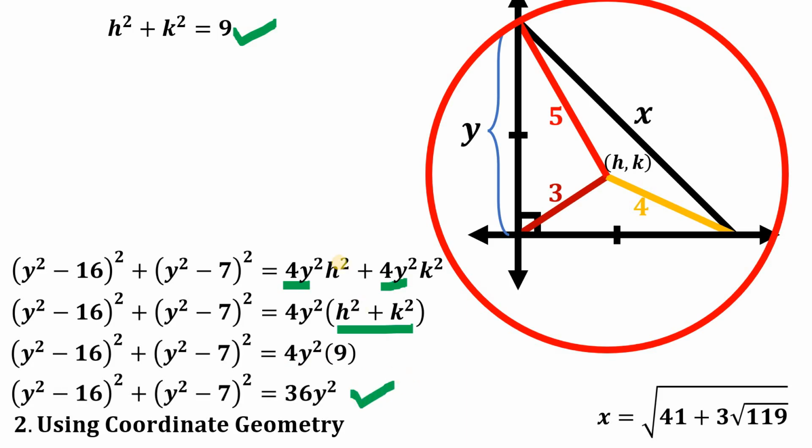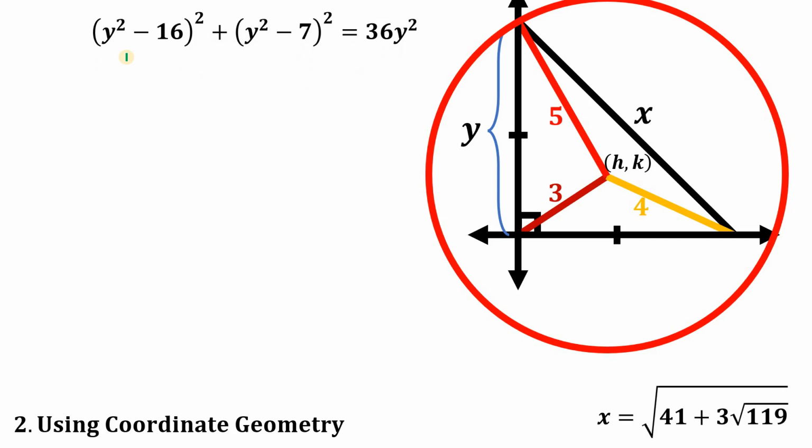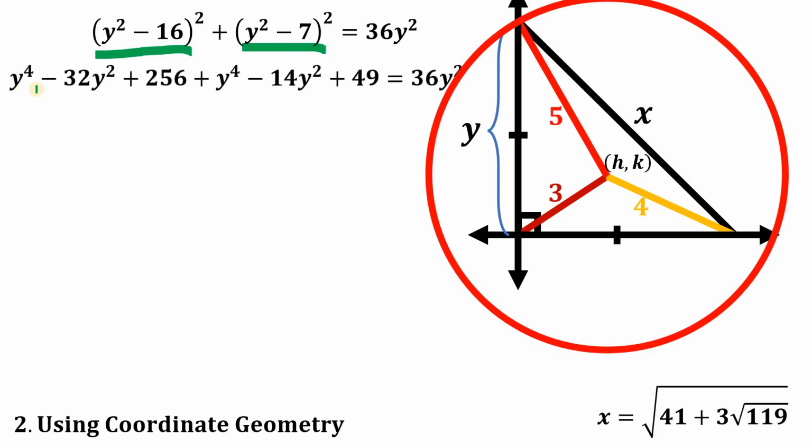Now, focus on this equation because this equation contains only the variable y. So we can now find the value of y. Now, let's expand this very quick. So y squared minus 16 raised to the power of 2. This will give us y to the fourth power minus 32y squared plus 256. Expand y squared minus 7 raised to the power of 2. We have y to the fourth power minus 14y squared plus 49. Then bring down 36y squared. Now, combining like terms, we get 2y to the fourth power minus 82y squared plus 305 equals 0.